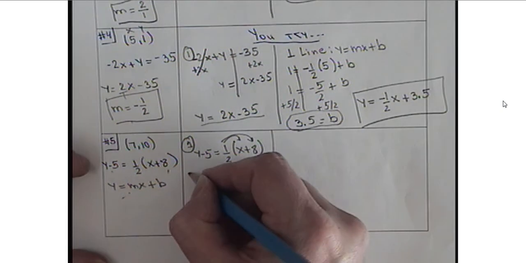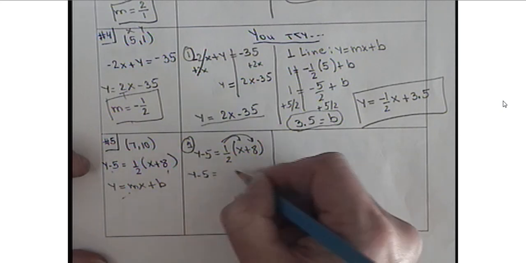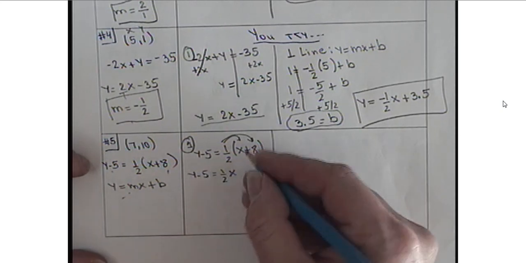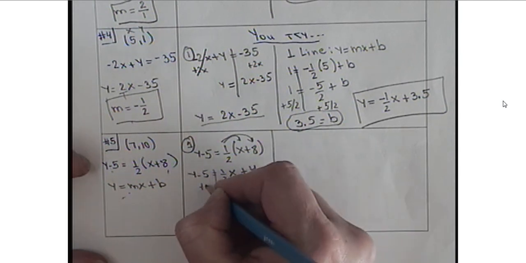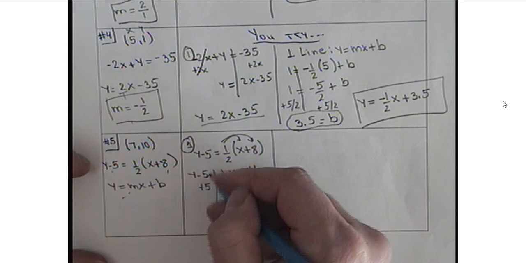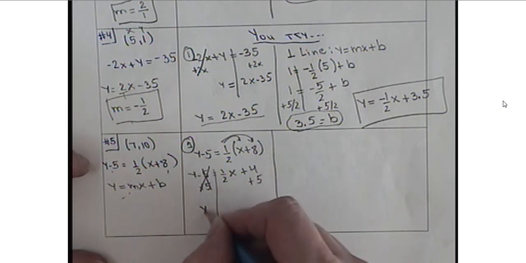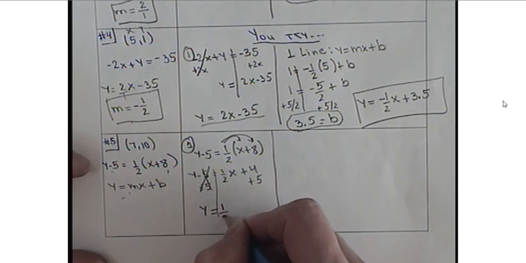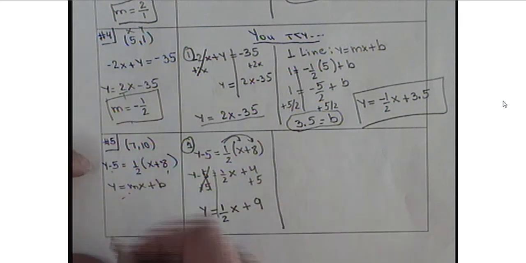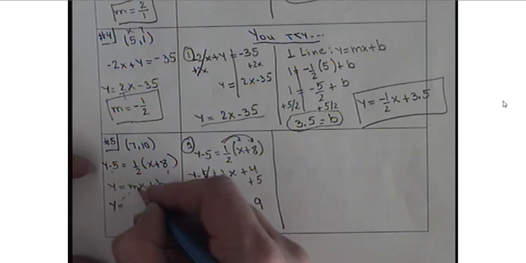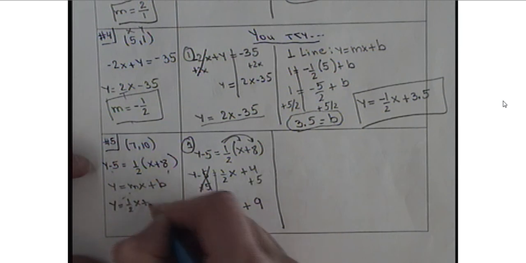So y minus 5 is equal to 1/2 x. 1/2 times 8 will be just plus 4. Then I'm going to add 5 to each side. Minus 5 plus 5 cancel. So y is equal to 1/2 x plus 9. This is the equation we need here. So y is equal to 1/2 x plus 9.